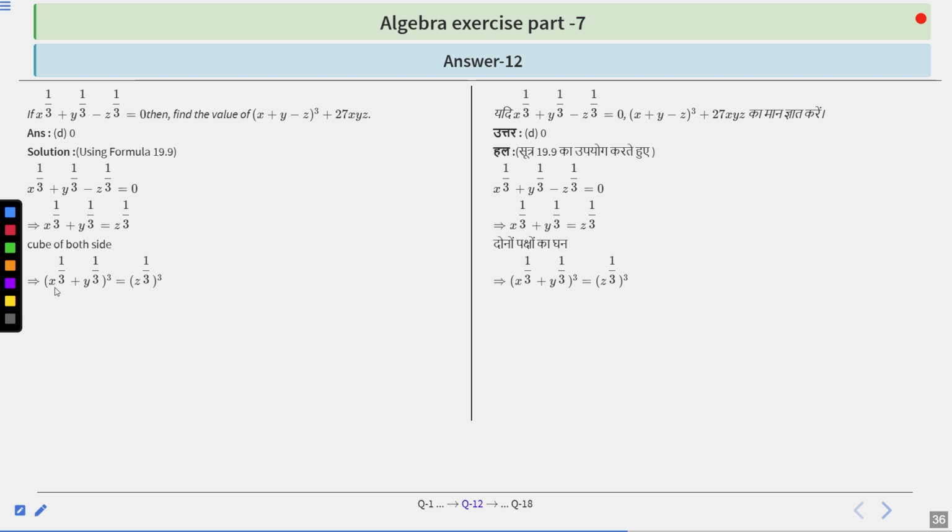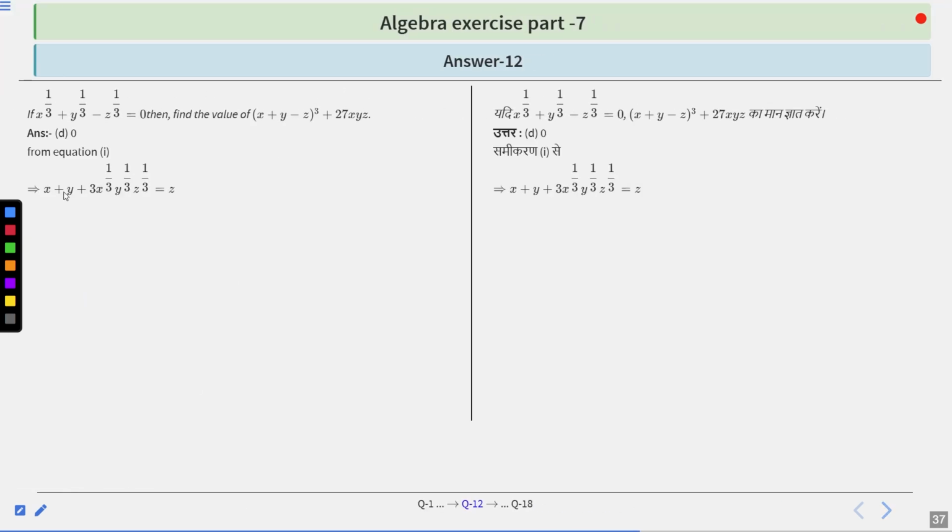Now we are going to expand this with respect to the formula (a plus b) whole cube: (x raised to power 1 upon 3) whole cube plus (y raised to power 1 upon 3) whole cube plus thrice of x raised to power 1 upon 3 into y raised to power 1 upon 3 into (x raised to power 1 upon 3 plus y raised to power 1 upon 3) equals z. 1 upon 3 into 3 is 1, so on the right hand side we are going to get only z, and we have expanded this according to the formula 19.9.